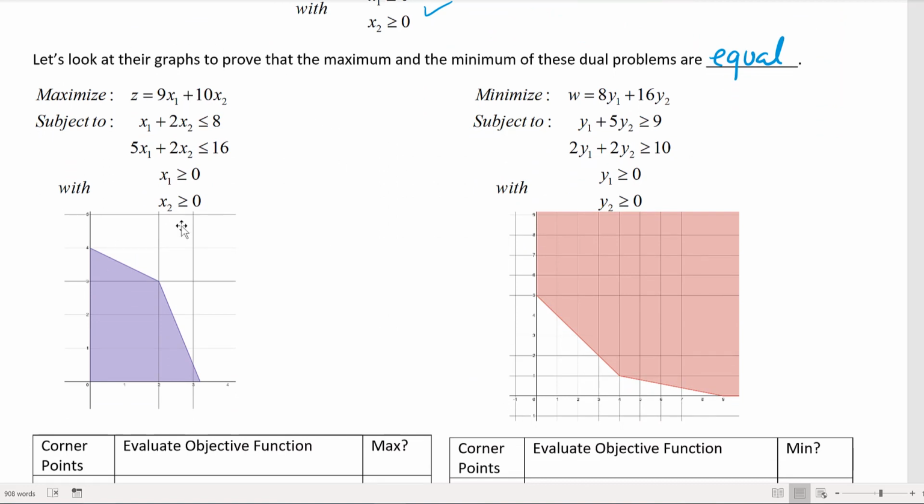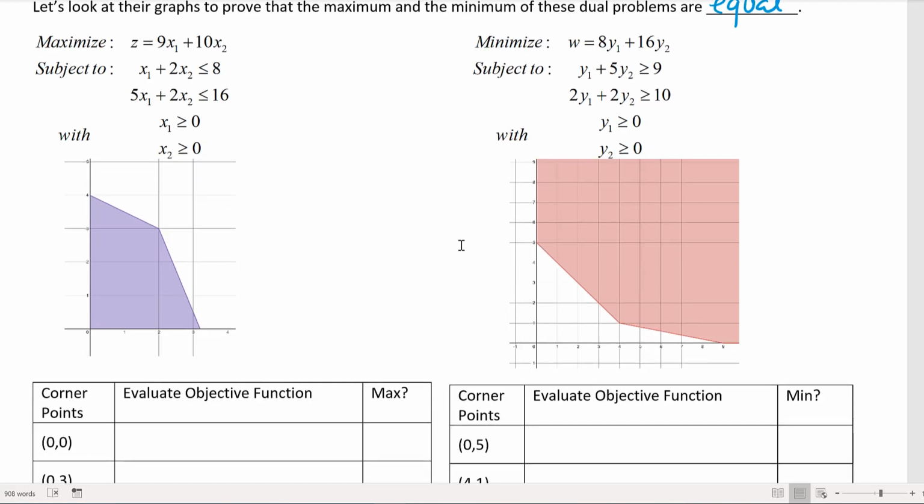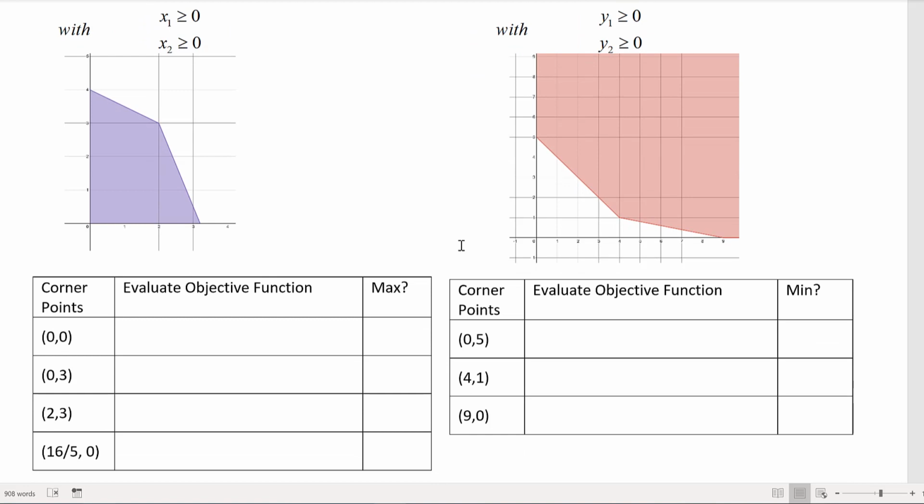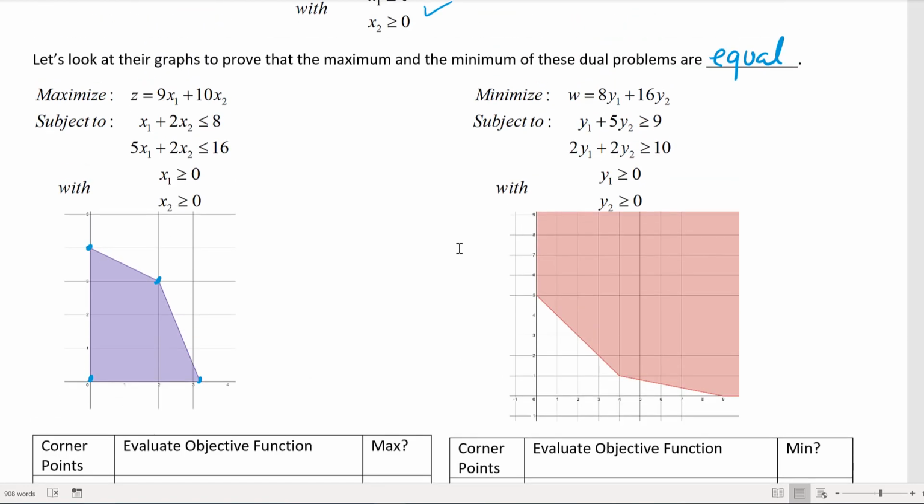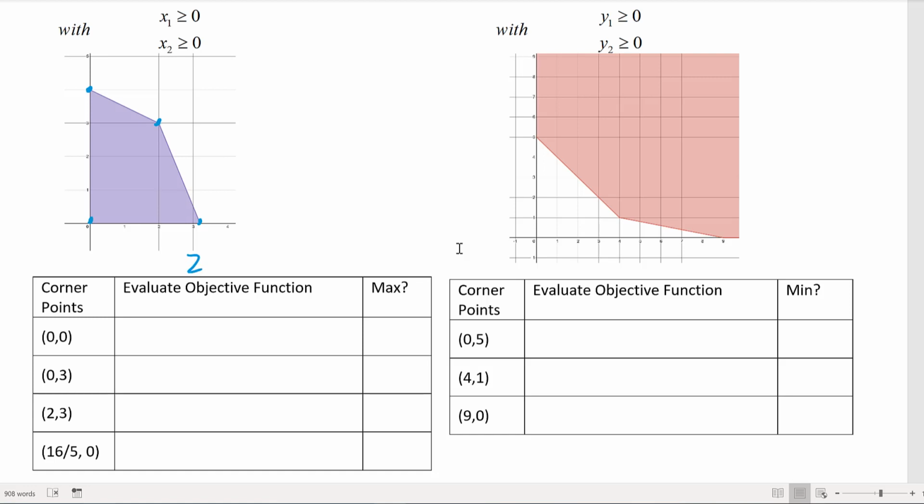So this is the maximization problem that we got from the A transpose. This over here is the minimization problem that we were given. I graphed both of those, and the corner points I already listed. For the maximization problem on the left in purple, we have the function z equals 9x1, just going to rewrite that here, plus 10x2. And I'm going to go ahead and put the corner points in.